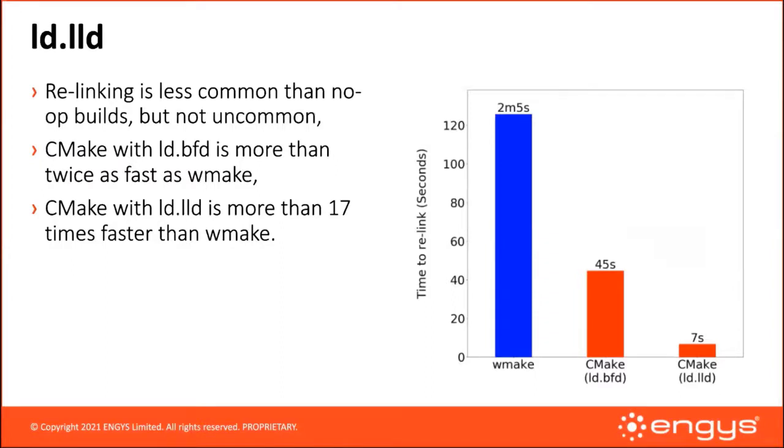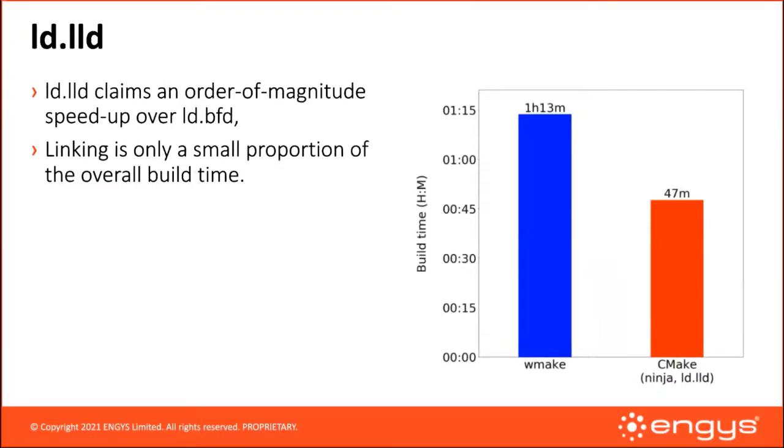But there's much less choice when it comes to linkers. Normally, Linux uses the BFD linker, and we can easily swap this out for the LLD linker from the LLVM project. With the LLD linker, CMake relinks about 20 times faster than wmake. As a standalone operation, relinking is less common than no-op builds, but it's still not uncommon, so this is nice to have. Unfortunately, the link time is just a small proportion of the full build time, so a full build still takes almost an hour on my desktop. Having optimized pretty much everything else, we really now need to address our compilation time. But I've said I'm not going to talk about compilers.